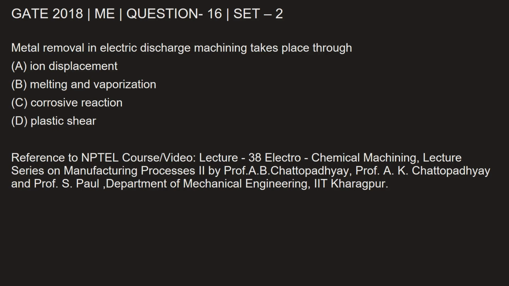This question is from GATE 2018 Mechanical Engineering Paper Set 2, question number 16. Metal removal in electric discharge machining takes place through option A, ion displacement, option B, melting and vaporization, option C, corrosive reaction, or option D, plastic shear. Let's find out.